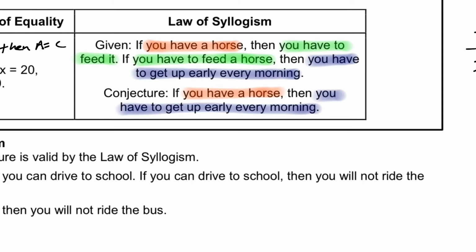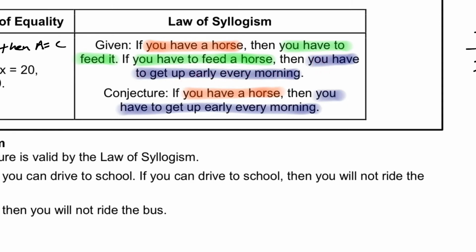Here is our example of the law of syllogism. And you should see that it does fit that pattern that we're looking for, so it is valid. So up here, the given, where I'm drawing right here, you have two if-then statements, and then your conjecture is your third statement. And I think you can see that things are matching up like they should be. The important part to look for again is the conclusion here in green of the first statement matches with the hypothesis of the second statement.